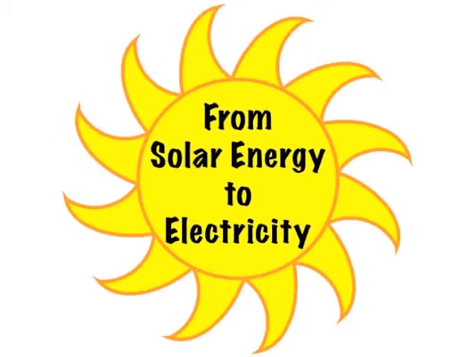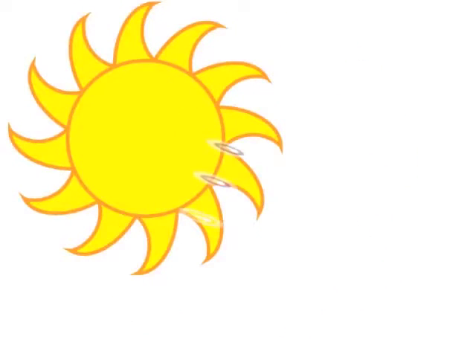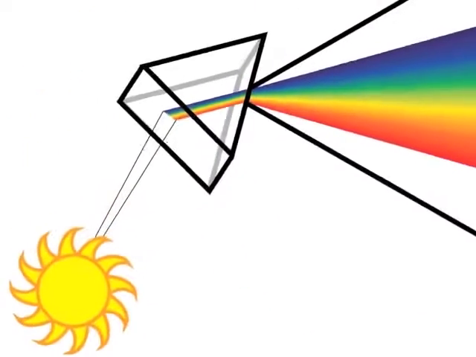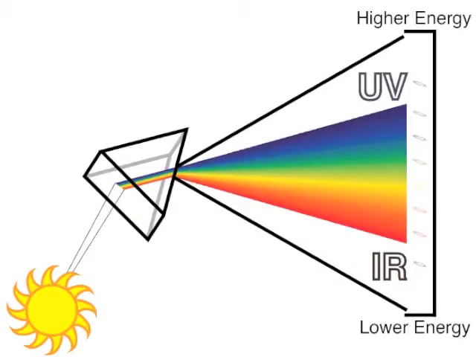From solar energy to electricity. Energy travels from the sun as particles of light called photons. Photons are packets or envelopes of energy. Different photons have different energies. Most photons from the sun have energies that fall within the visible light spectrum, but we cannot see photons with energies in the infrared or ultraviolet zones.